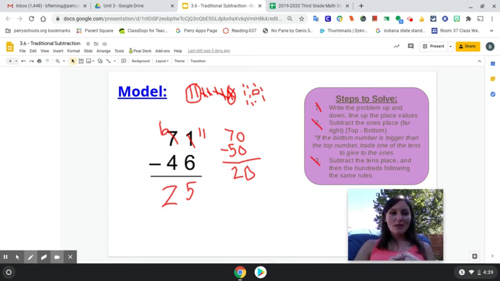All right, so again, very similar to expand and trade that we just worked on, but this time instead of expanding it out, you're just trading and knowing that that is a 70 and knowing that you're trading over 10. Okay, that's really the only difference. So good luck. I look forward to seeing your work.